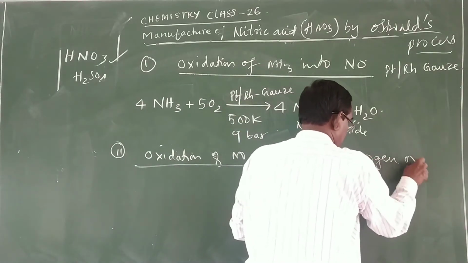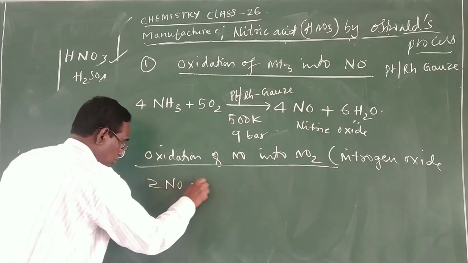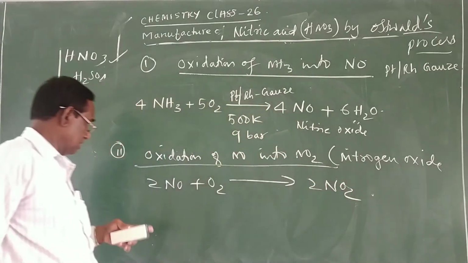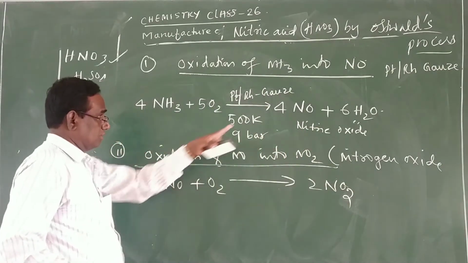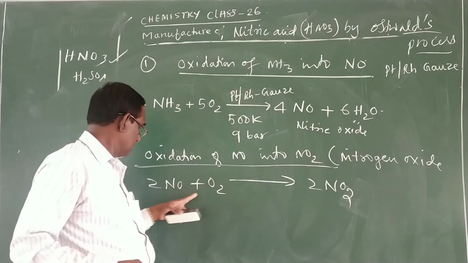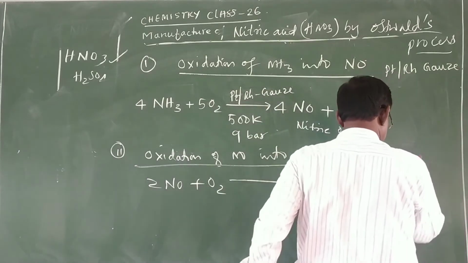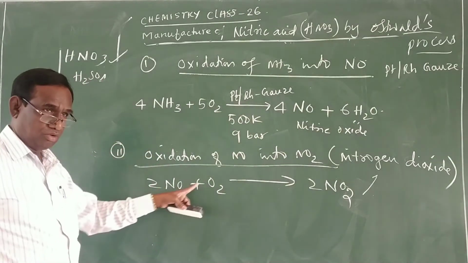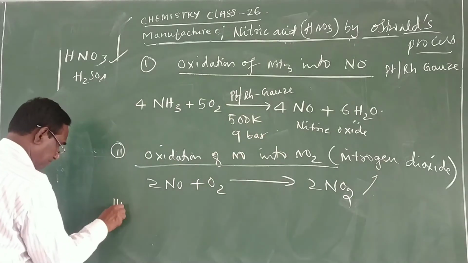So actually we have to write the equation for the second step. That is 2NO plus O2 gives rise to 2NO2. That means nitric oxide, which is formed in the first step, again undergoes oxidation with oxygen, giving nitrogen dioxide. This is nitrogen dioxide, not oxide. That is the second step.